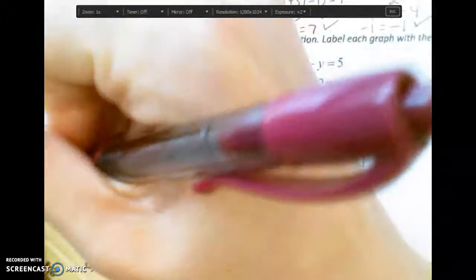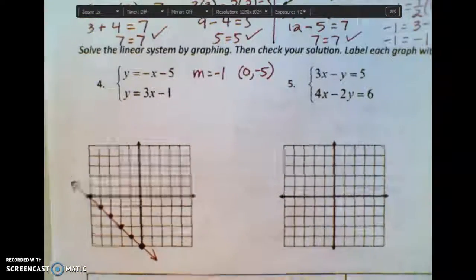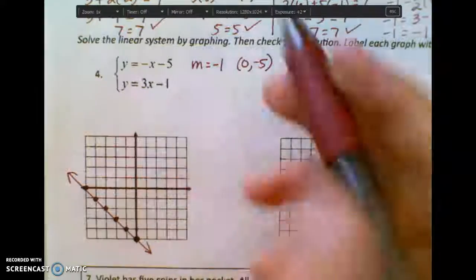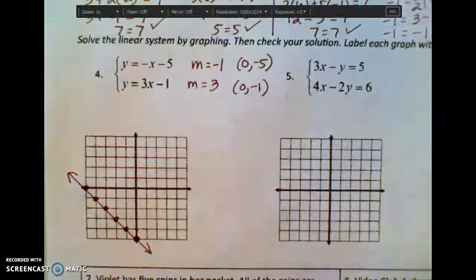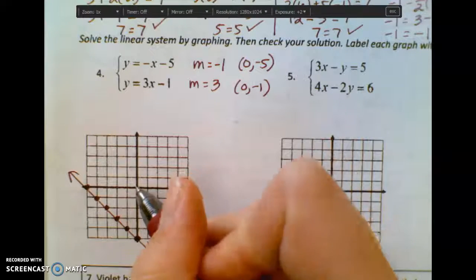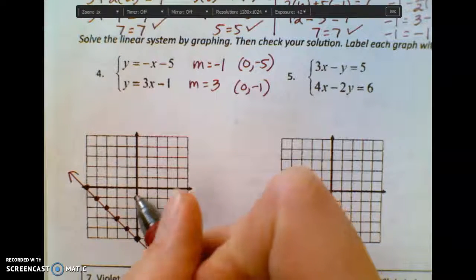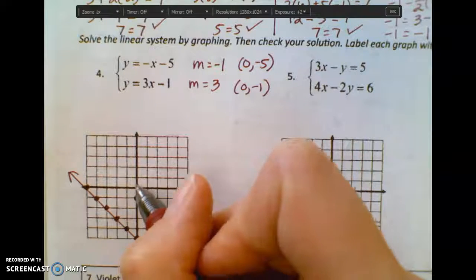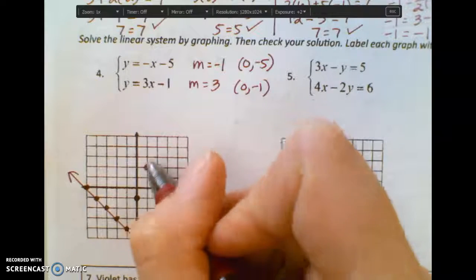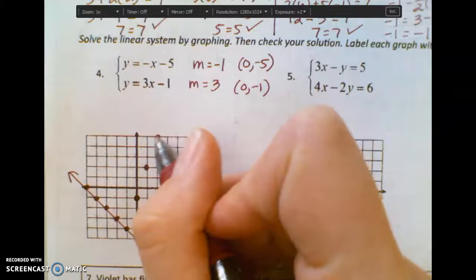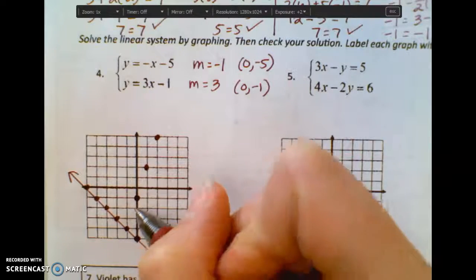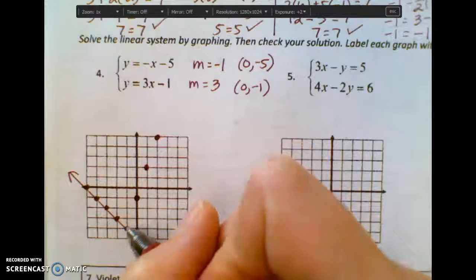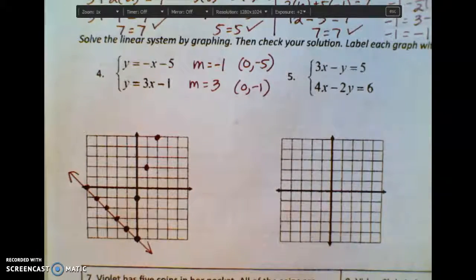Now let's get the second one in slope-intercept. Well, that one is already in slope-intercept, so we know our slope is 3. Our intercept is 0, negative 1, so let's graph it. We go to 0, negative 1. My slope is 3, so I'm going to go up 1, 2, 3, and over 1. When we're graphing systems, go ahead and go in both directions until the lines meet. So down 1, 2, 3, over 1. It goes through that point.